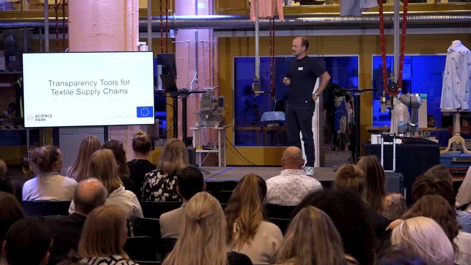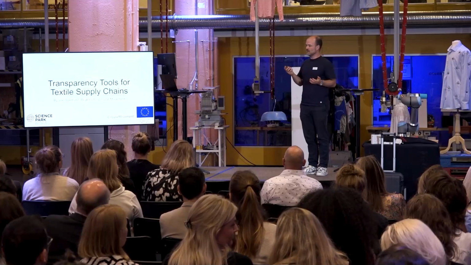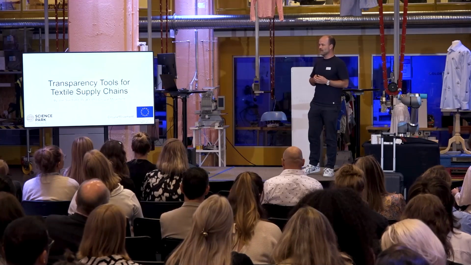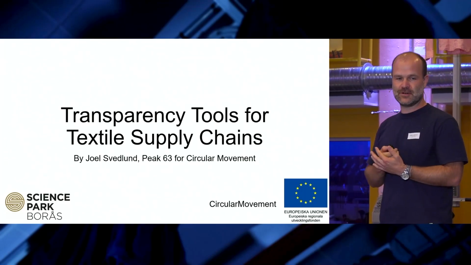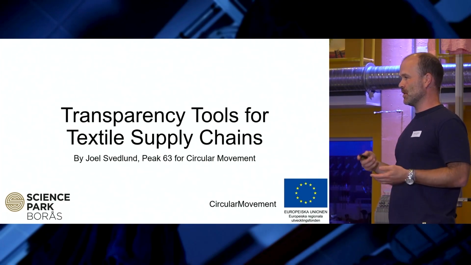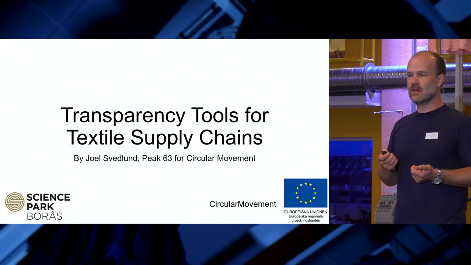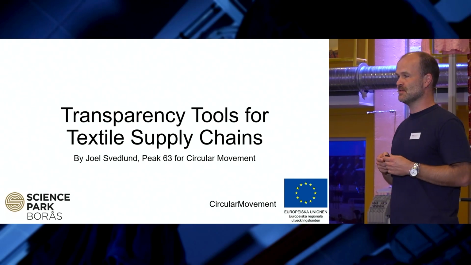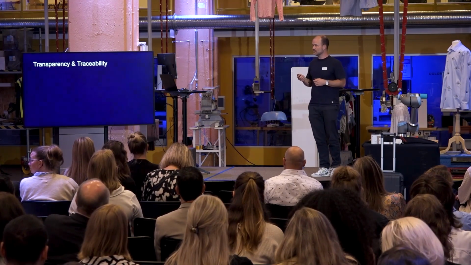Transparency and traceability tools for textile value chains. This is an overview of all the different transparency and traceability tools that are out there. This overview is done by Joel Svedlund at Peak 63 for Circular Movement. The background to this, why we did this: I'm also working in the Textile Fashion 2030 project, and we are guiding SME companies on sustainability. One question that often came up was, what tools do we have for transparency and traceability? And it was really difficult to guide them. So we decided to create this overview.